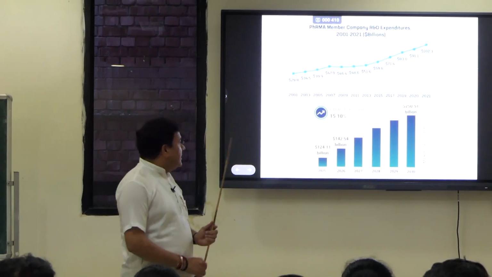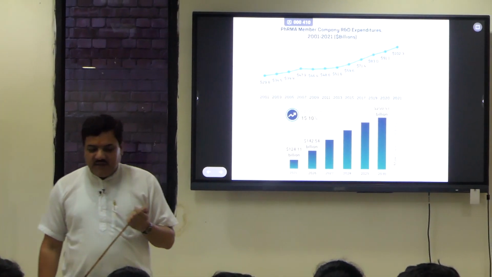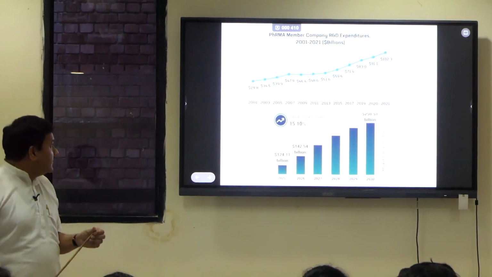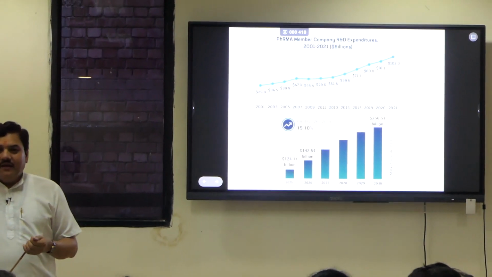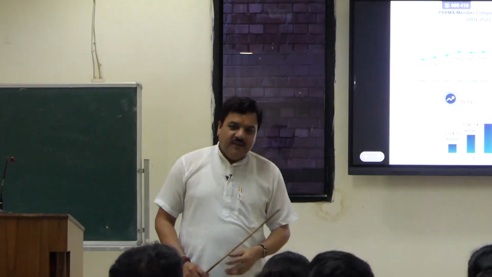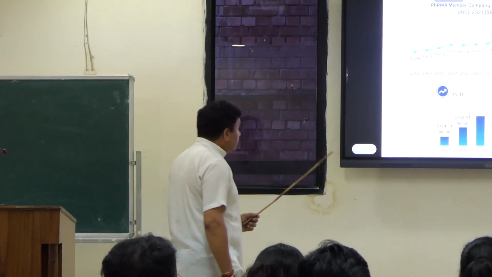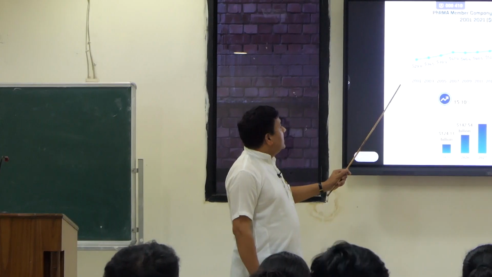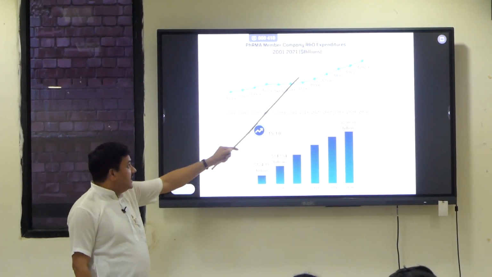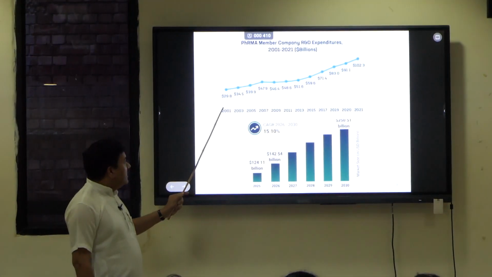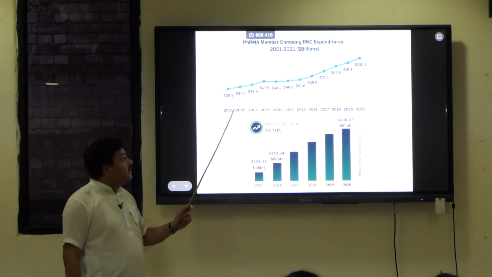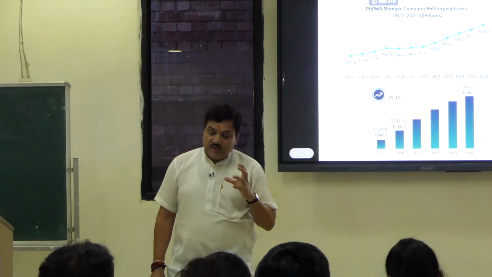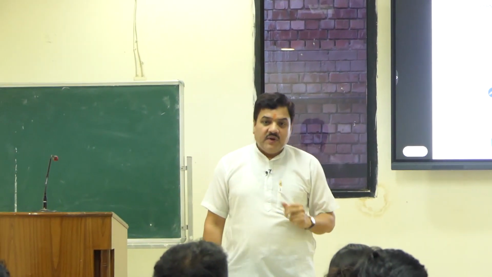Okay. Next is a chart which I have recently taken from a website, and it shows how the expenditure on drug discovery has increased over a period of time. This is the annual expenditure in billions of dollars. In 2001, it was almost $29.8 billion that people were putting into drug discovery, finding new drugs.